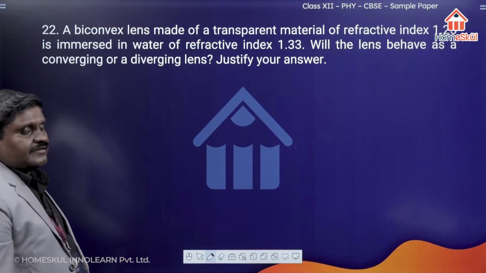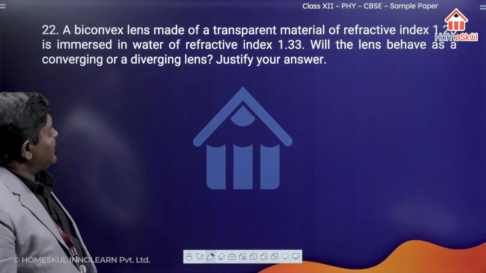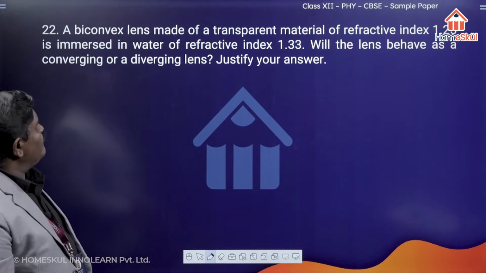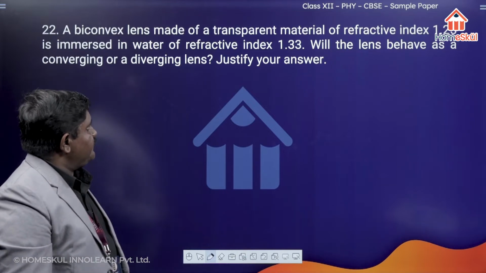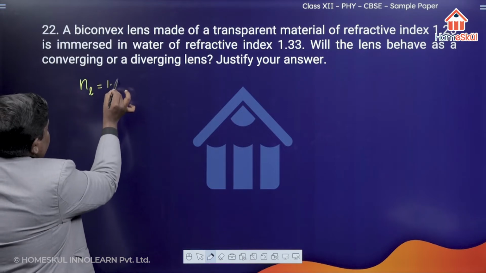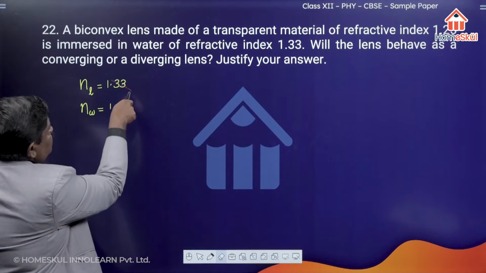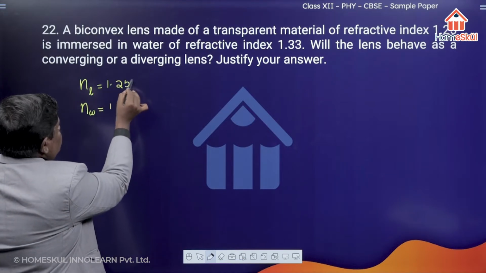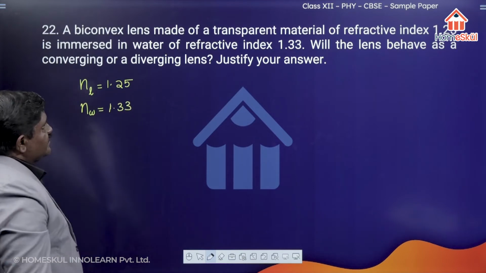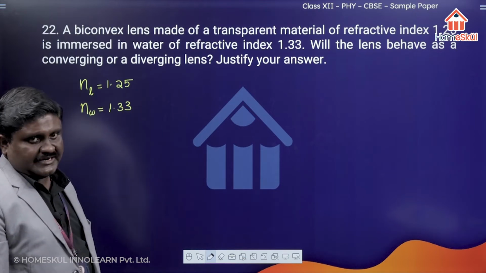The next question, question number 22. A biconvex lens made of a transparent material of refractive index 1.25 is immersed in water of refractive index 1.33. So the lens refractive index NL is 1.25 and the water refractive index NW is 1.33. Will the lens behave as a converging or diverging lens?